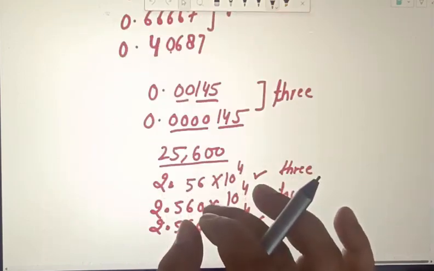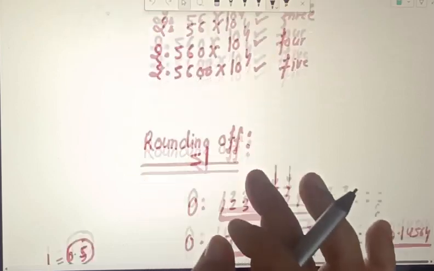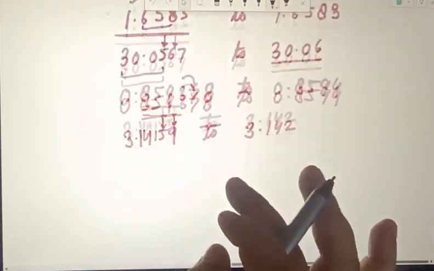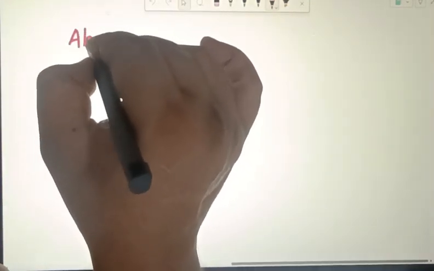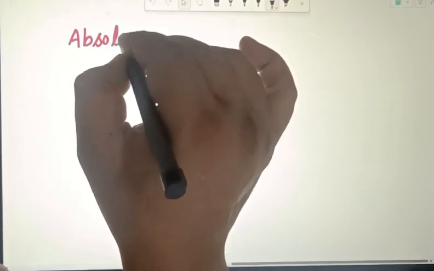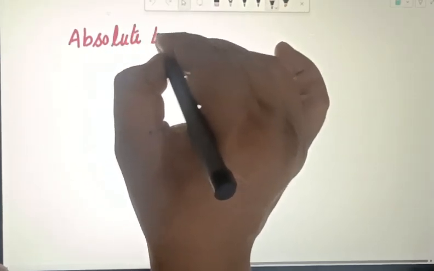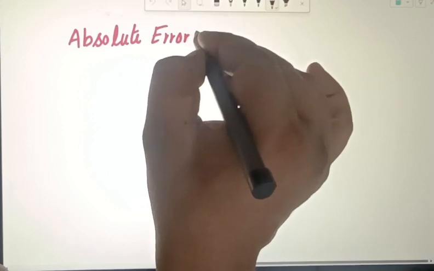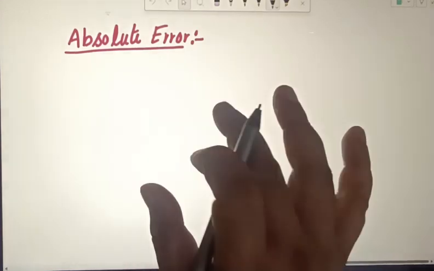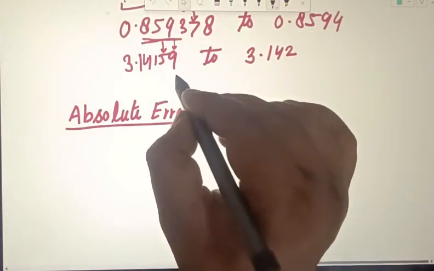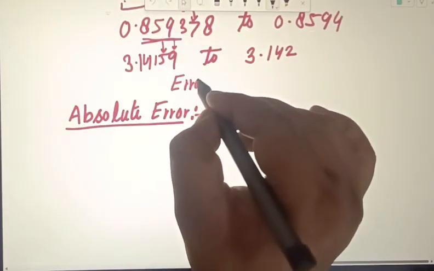Okay, exact numbers and approximate numbers, significant figures of the numbers. Similarly, we will talk about errors. Now we talk about the errors. So the first type of error we talk about is absolute error. And I am going to write the simple definition of the error here. Error, okay? Error is what?